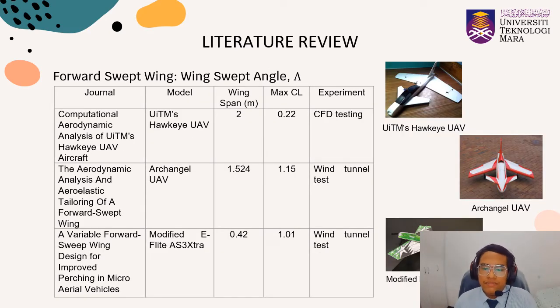There are several previous studies on forward swept wing UAV aircraft. However, I will only show 3 here due to lack of information on the others. The previous studies include 3 UAV aircraft built by 3 different universities. First, the UiTM Hawkeye from UiTM Malaysia. Second, Archangel UAV by North Carolina State University, and the modified E-Flight AS3 Extra, a study from Harvard University. The maximum CL by Hawkeye shows the poorest performance due to the lack of studies during its invention.